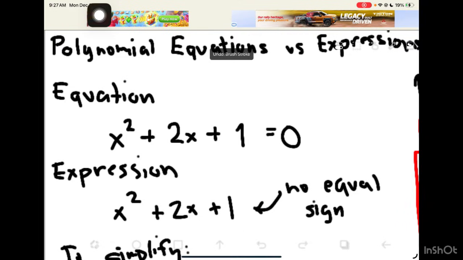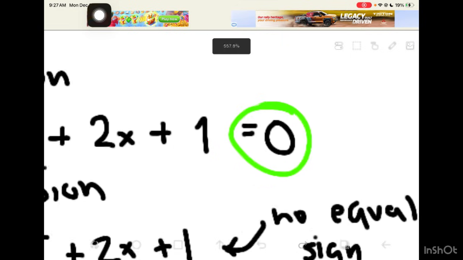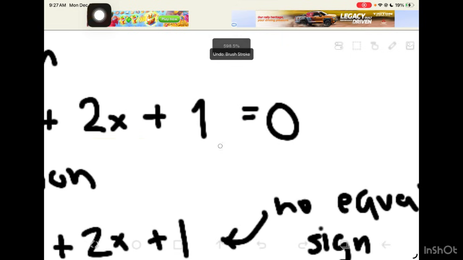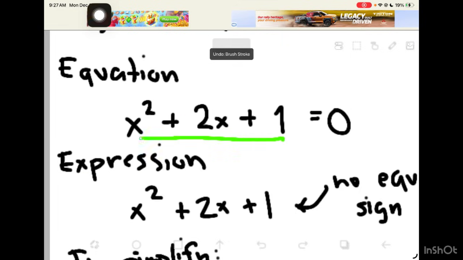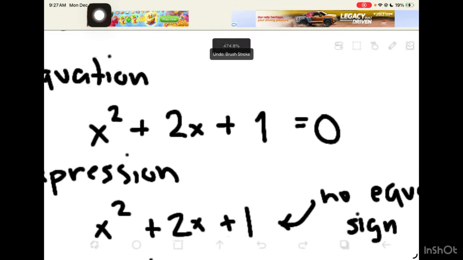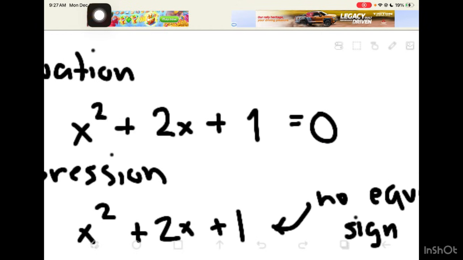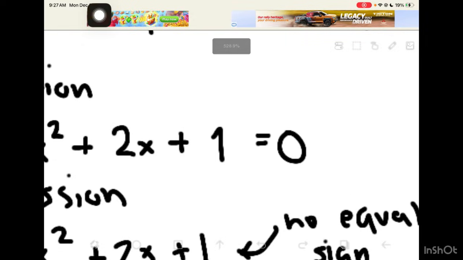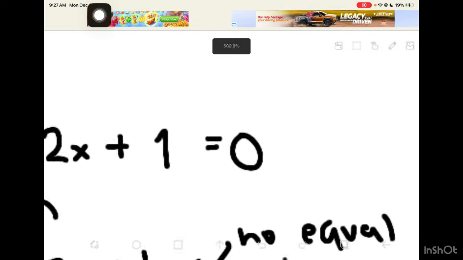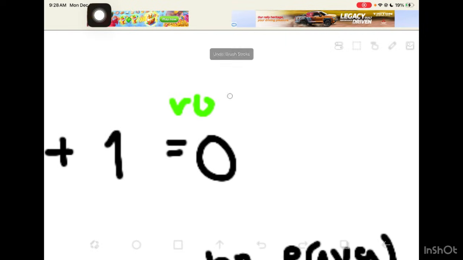So why does this matter? If you have an equation, you have something to solve for. Like you need this expression, this one over here. You need to find the value of x that will result in this being 0. And in this case, the zeros are also called the roots. So you can find the roots here.